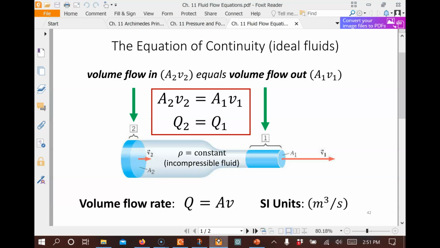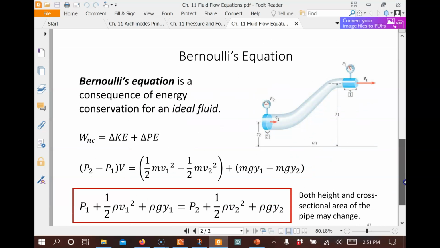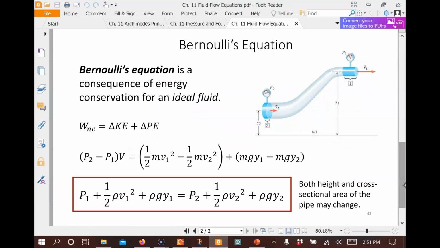Second one we're going to use is Bernoulli's equation. Bernoulli's equation looks like an equation for conservation of mechanical energy. We've got a pressure term, a term that looks like kinetic energy except for mass you have density, and a term that looks like potential energy but instead of mass you have density as well.